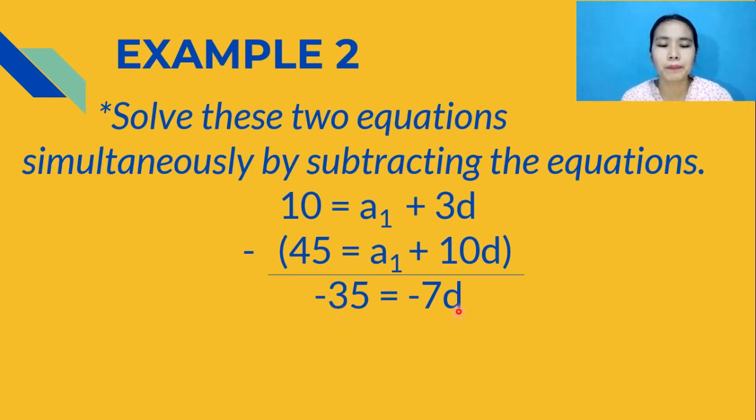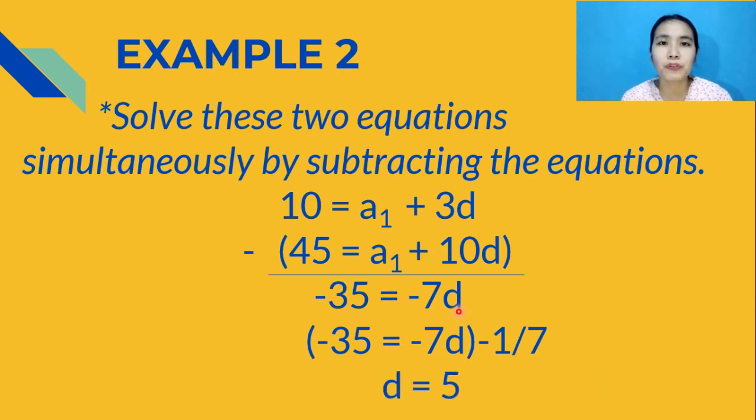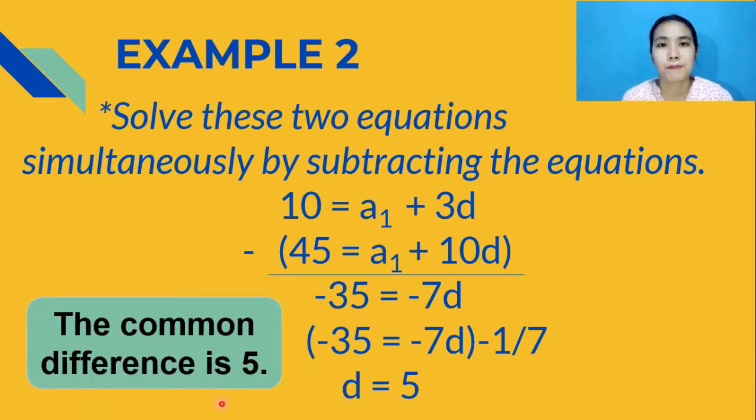Negative 35 times negative 1 over 7 will be equal to 5. And then negative 7d times negative 1 over 7, it will be cancelled. The remaining is d. Therefore, the common difference here is positive 5.